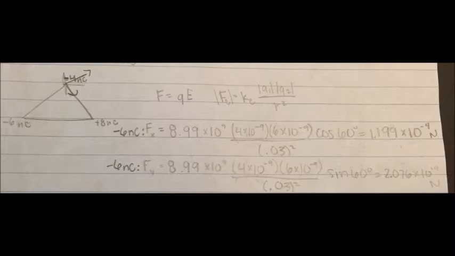All you do is take your equation on the top right and plug in the values that you know. K is a constant, and then the top two are your charges. Ensure that you change the nanocoulombs to coulombs before plugging them in, and on the bottom is your distance between the two charges. Also ensure that you change the centimeters to meters. You then multiply by the cosine for the x direction and sine for the y direction.